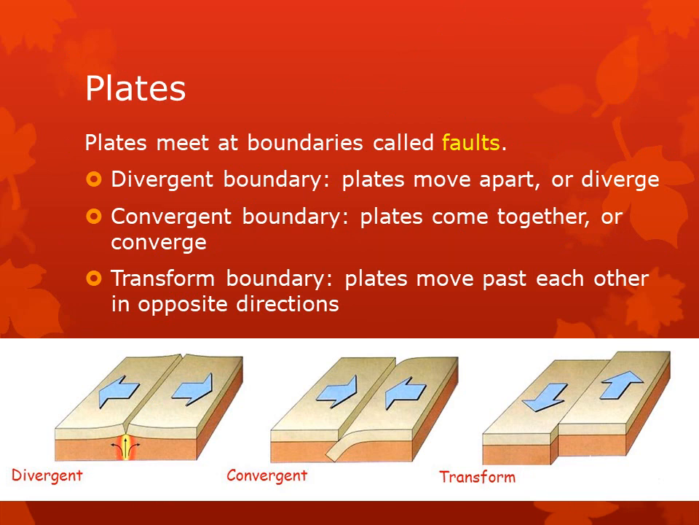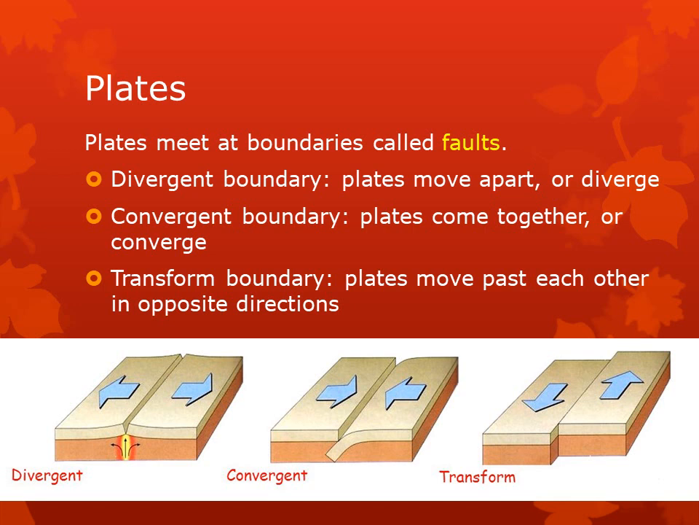Now, these plates meet at boundaries called faults, and there are 3 types of boundaries. A divergent boundary, where plates move apart or diverge. A convergent boundary, where plates come together or converge. And a transform boundary, where plates move past each other in opposite directions.